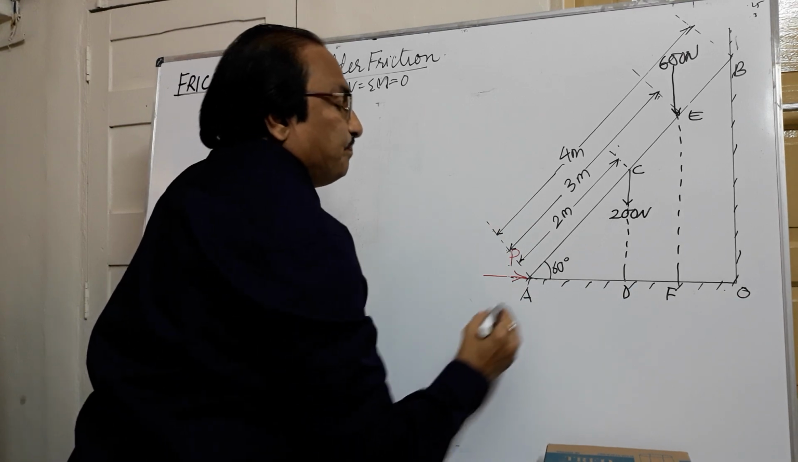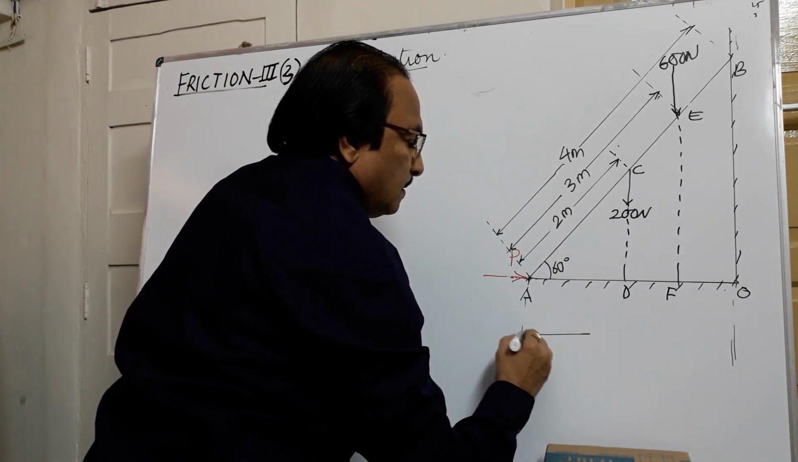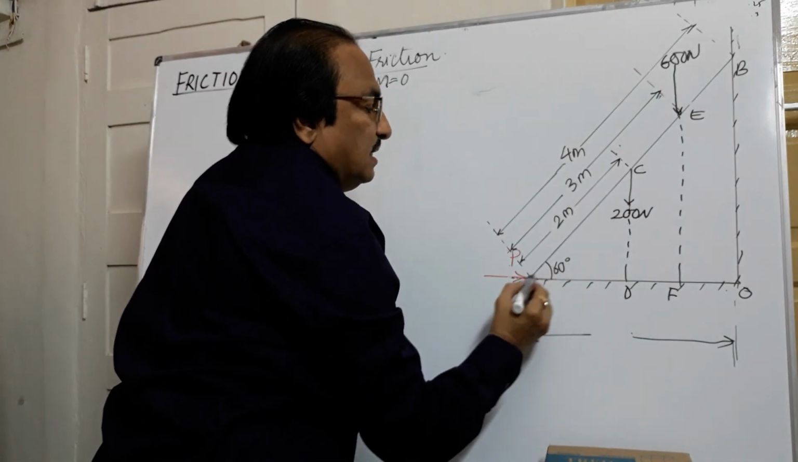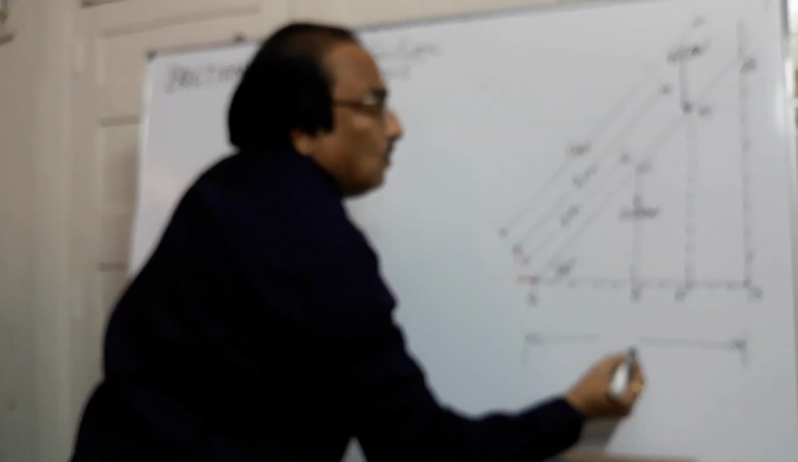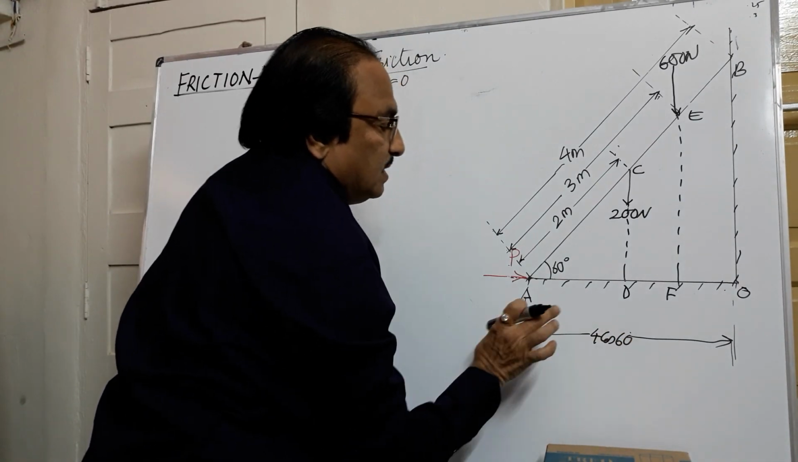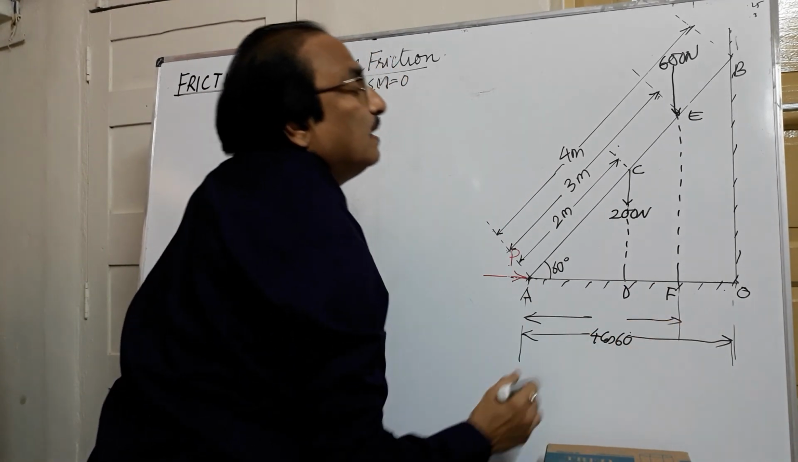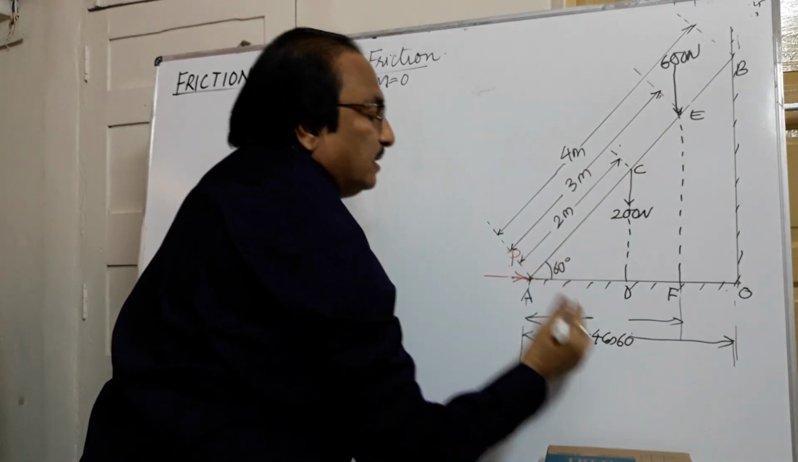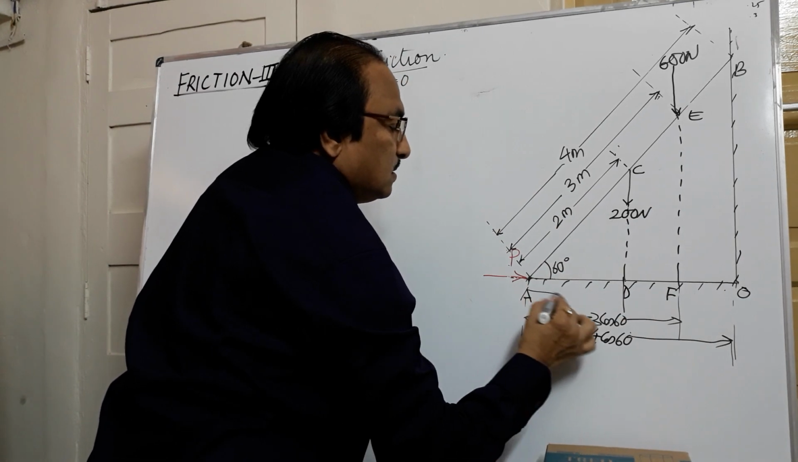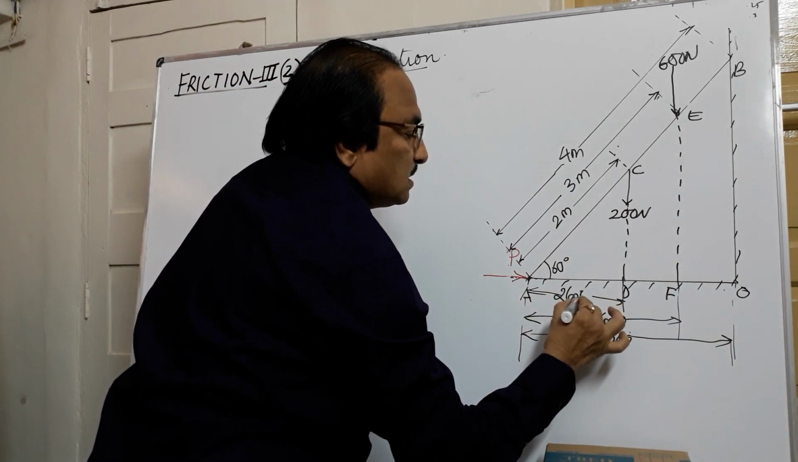Right? Now here you need this distance OA. This is a right angle triangle, this is 60 degree, you know the hypotenuse is 4 meters, I want the adjacent side, so adjacent will be 4 cos of 60, this length. Likewise if I want this distance, the hypotenuse is 3, so this will be 3 cos of 60. If I want this distance, the hypotenuse is 2, so this will be 2 cos of 60.